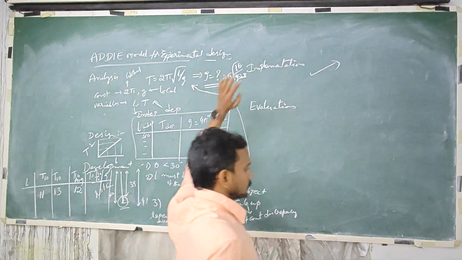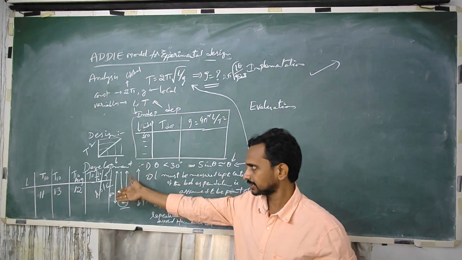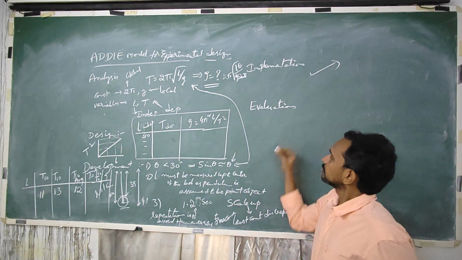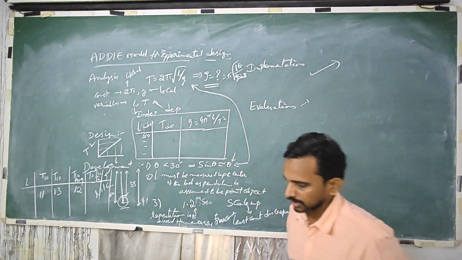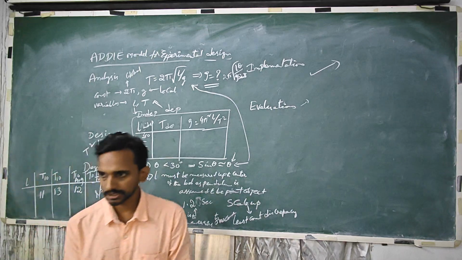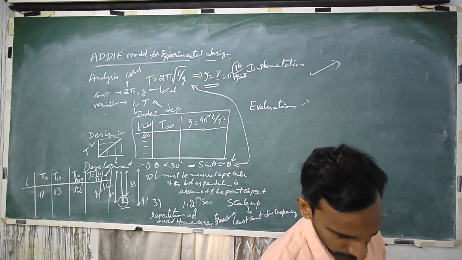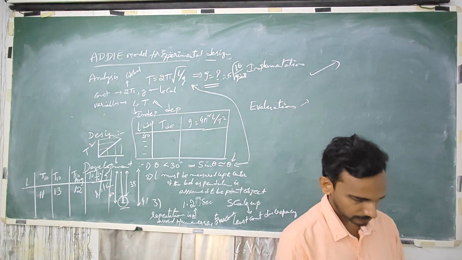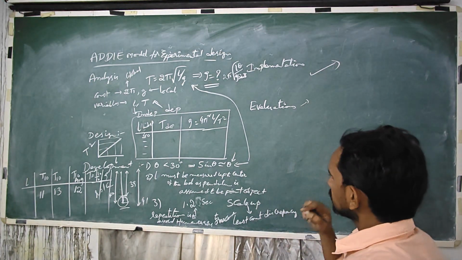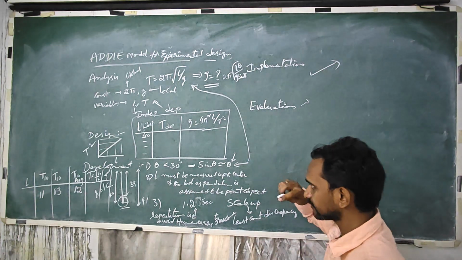So once you implement the experiment, you'll fill the table and get some value for g. Now the evaluation part. We'll try to confirm whether the obtained results are good enough for the accuracy. Here, in the evaluation part, we consider the graphical evaluation.